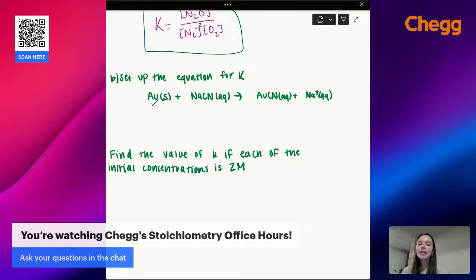We have Au on the left and Au on the right. So one of each, that's fine. We don't need to touch it. We have 1 Na on the left, 1 Na on the right. 1-to-1 ratio again, don't need to touch it. 1 cyanide, 1 cyanide. We are good. We don't have anything to balance. So let's set up that K equation.